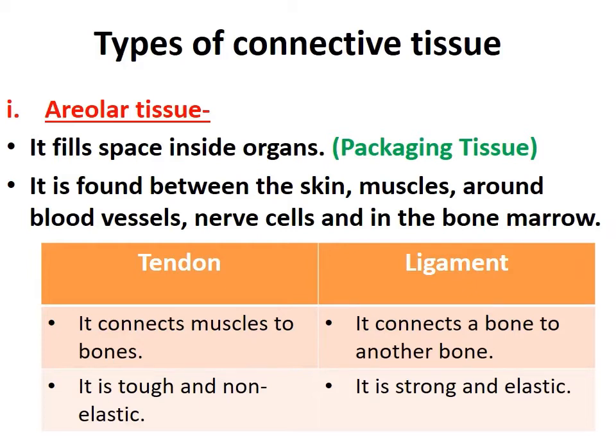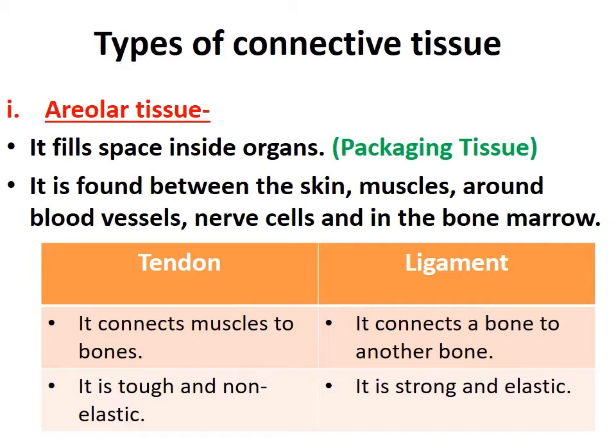Now, the types of this areolar tissue, it is of 2 types. First is tendon and second is ligament. Now my dear students, tendon, which connects muscles to bones. In our body, muscles are present, bones are present. So muscles and bones are connected with each other with tendon, which is the first type of areolar tissue. And bones are connected with ligament, which is the second type of areolar tissue. So this is the basic difference between tendon and ligament. That tendon connects muscles to bones and ligament connects bone to bone.